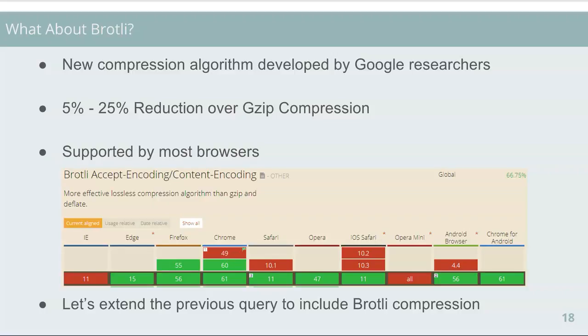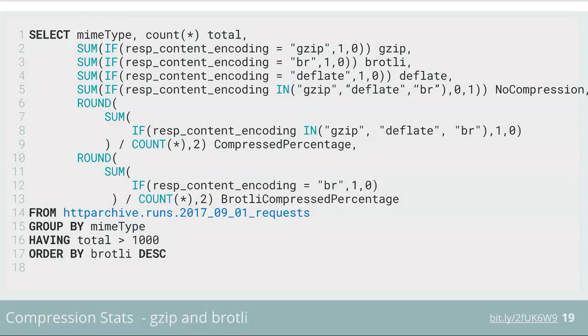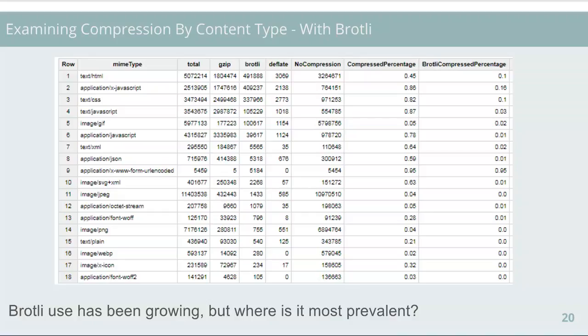So let's extend the previous query to include Brotli compression. When a browser advertises support for Brotli, it will say accept encoding BR, and the response will say content encoding BR. So I can just add a line here. I added in line 3, if content encoding is equal to Brotli, then output that. And I also added a Brotli compressed percentage to this query. When I run this, I wind up getting a list of resources that are using Brotli compression.